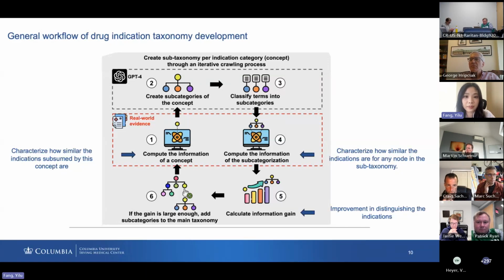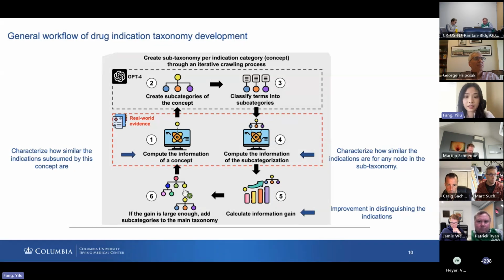Then we created subcategories of the concept and classified terms into these subcategories using GPT-4. And then we computed the information of the subcategorization. It characterized the similarities of indications for any node in the subtaxonomy. We then calculated the information gain by subtracting the information of a concept from the information of the subcategorization. And this indicates how well the subcategorization increases the similarity among indication terms falling under the same concept.